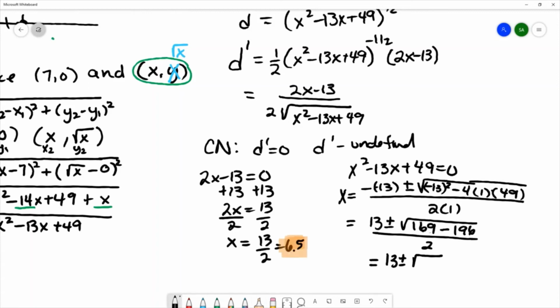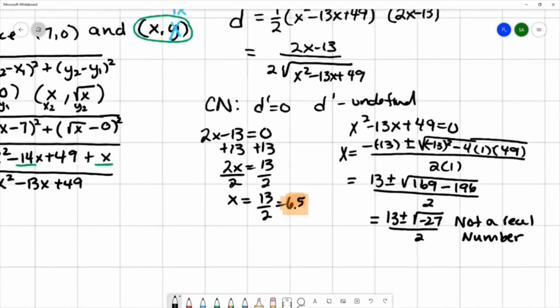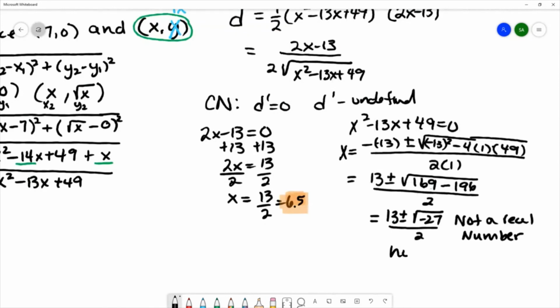Let me just wrap this up here. So this is negative 27, so this is not a real number, and we have no critical number from this calculation. So we have our critical number of 6.5, and I want to determine if this is a minimum, because remember we're trying to find the point that's the closest.